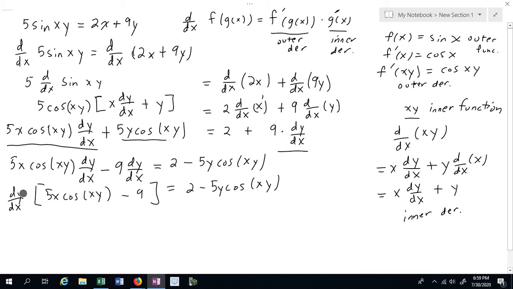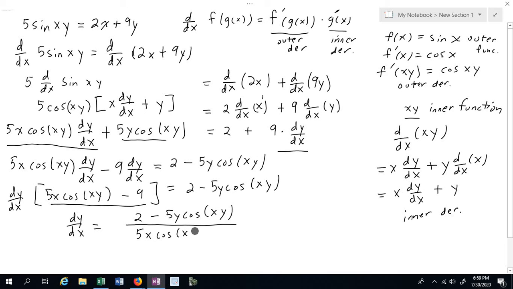And then just to finish this off, remember, you're trying to get this dy dx by itself. I just need to divide this term here to the other side. And so if you do that, you're left with dy dx is equal to 2 minus 5y cosine of xy, all divided by this term here, 5x cosine of xy minus 9. And so that's the derivative of y with respect to x.